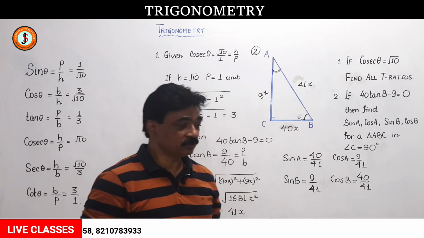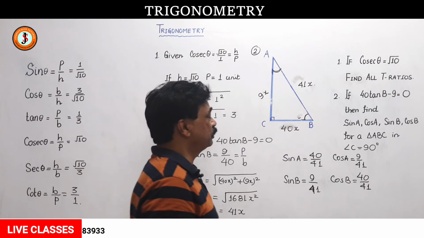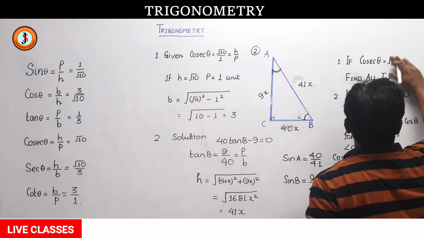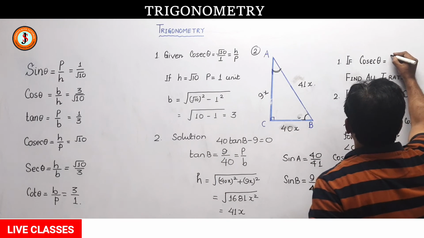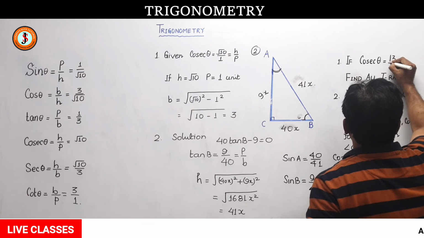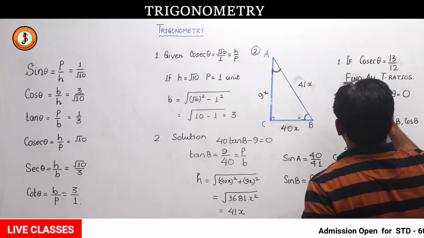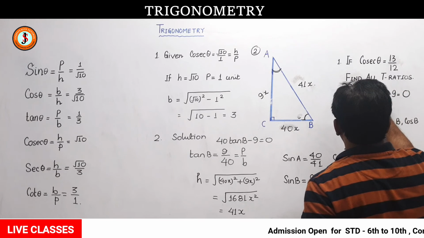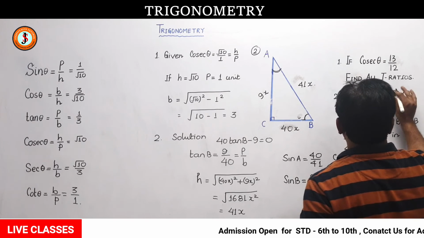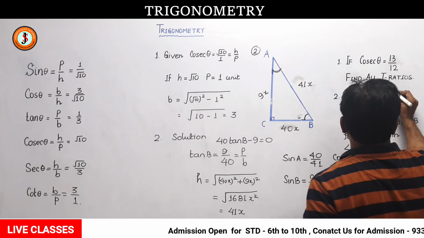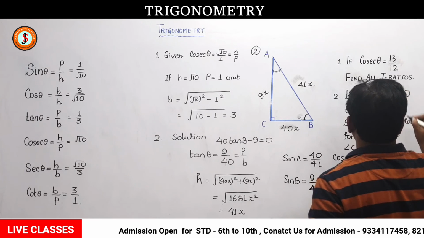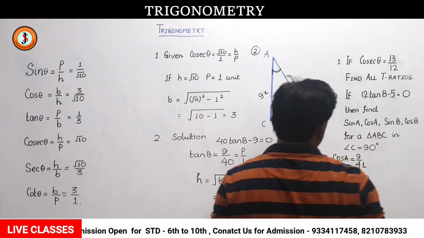So what I will do is, I will give you problems over here. I will just change this. If cosec theta is equal to 13 by 12, find all trigonometric ratios. And if 12 tan B minus 5 is equal to 0, then find out the value of sine A.